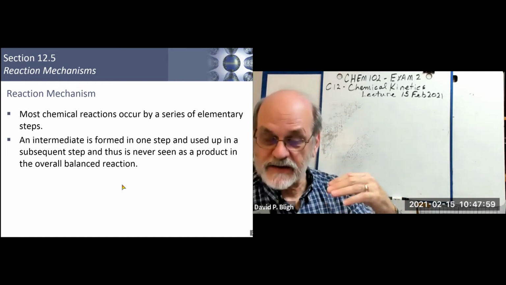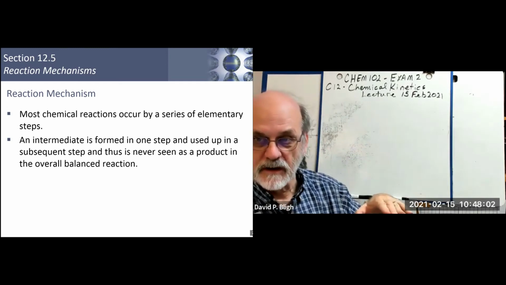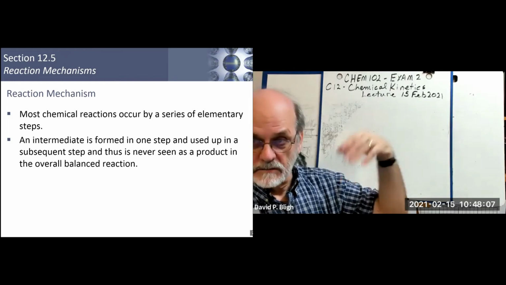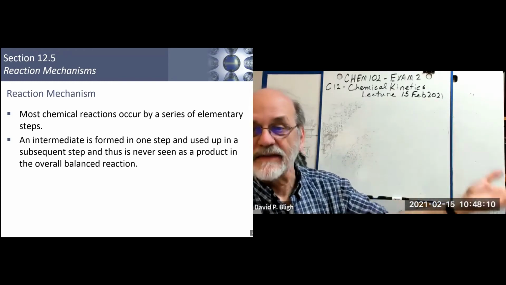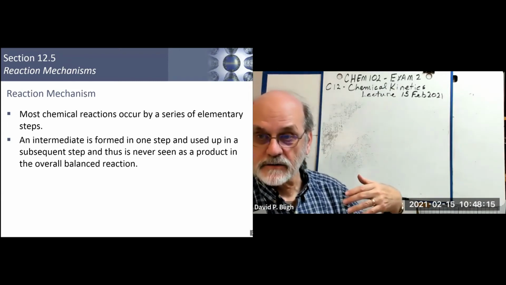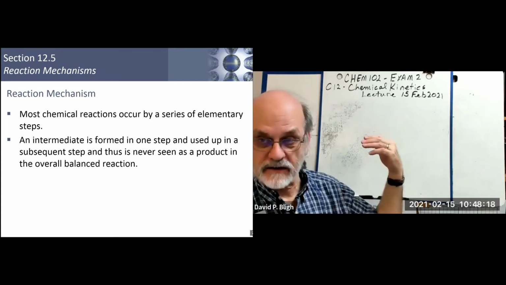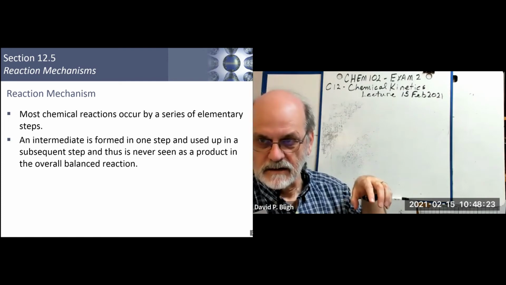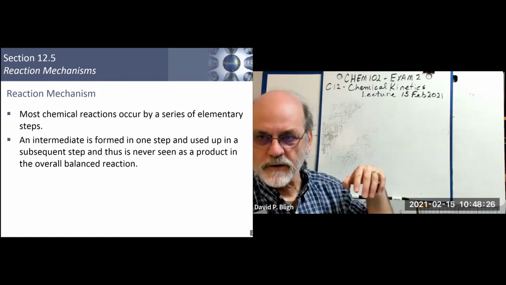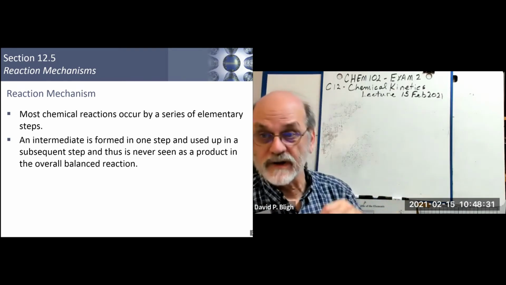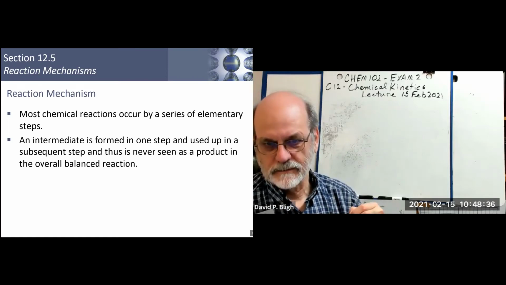So in the process of this step-by-step reaction, subsequent steps use products of the first step in their reaction. Now, they may pick up reactants that haven't been used yet from the original, but they use an intermediate, usually an intermediate from the first reaction, as reactants in the second or third or fourth or however many reactions. They call them elementary steps.